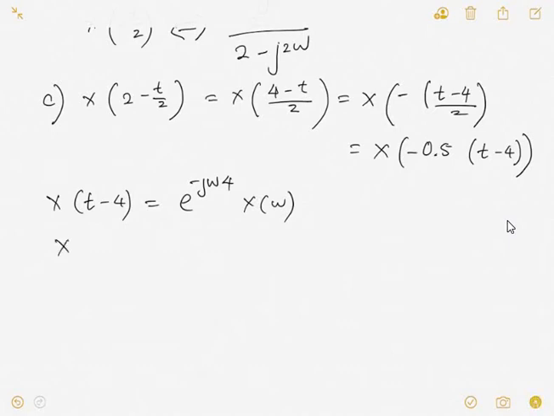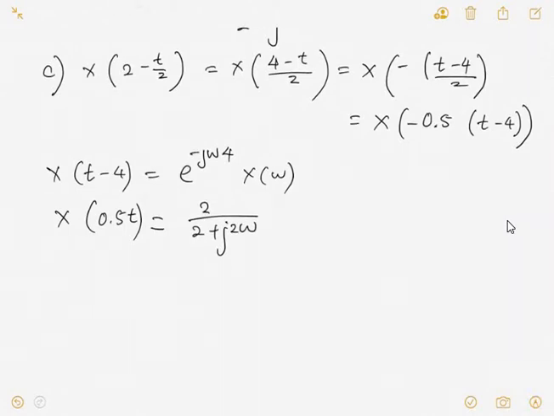And then x(0.5t). So this is the scaling. Oh, sorry. It's not j omega 4. For the scaling you get 2 over 2 plus j 2 omega, because 1 over 0.5 you get 2. Then for the reversal part, x(-t): if x(-t), you will get X(-omega).